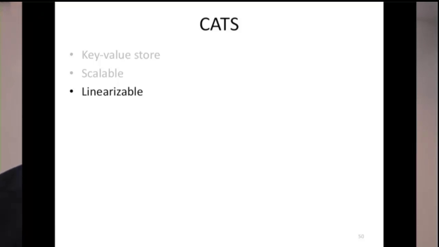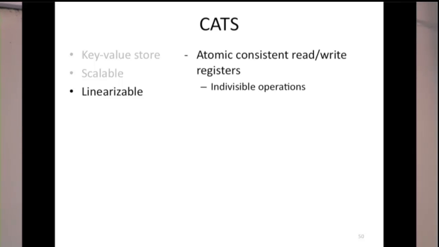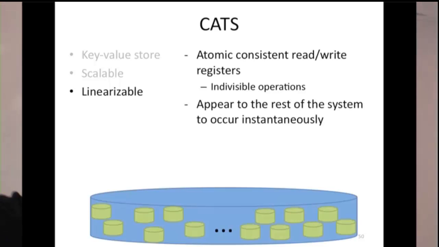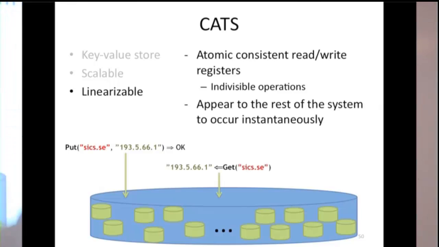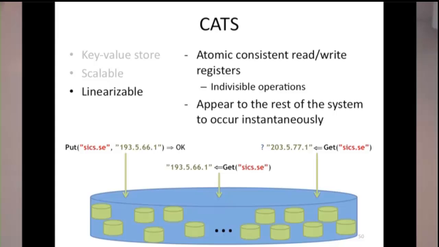CATS is linearizable. Linearizability is basically strong consistency, the strongest that you can get for reads and writes. Linearizability means that read and write operations are indivisible. They appear to the system as if they occurred instantaneously. For example, if you do a put and the put succeeds, you get an OK. Now if you do a get, you should get the value that was written. If you get a different value, it can only be a value that was written after this put. It cannot be an older value. That's the basic idea of linearizability.